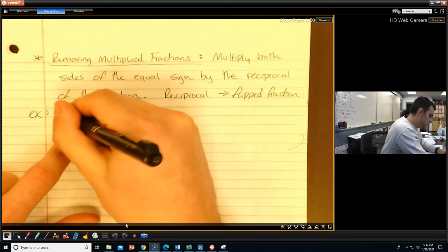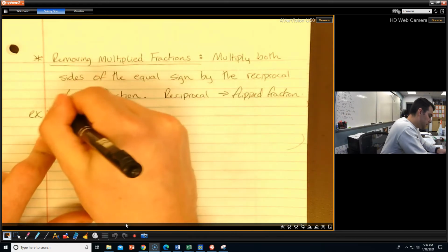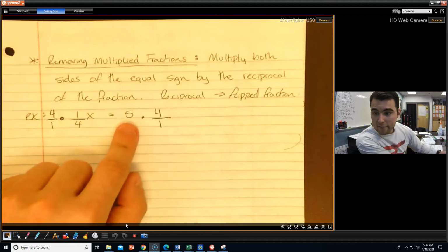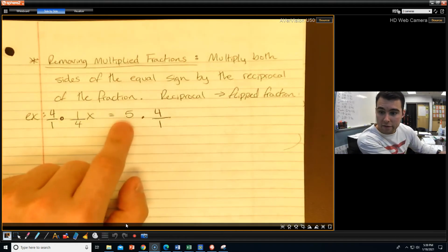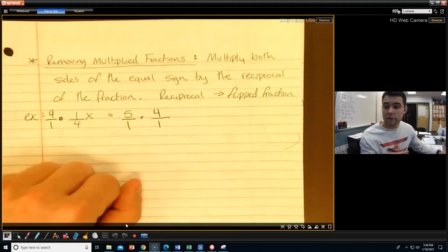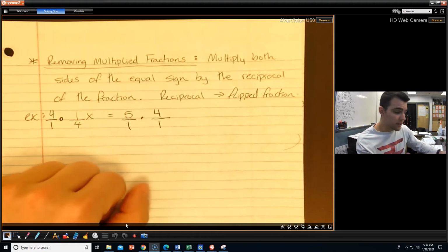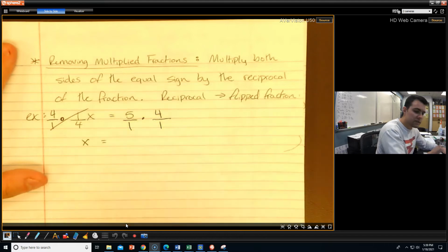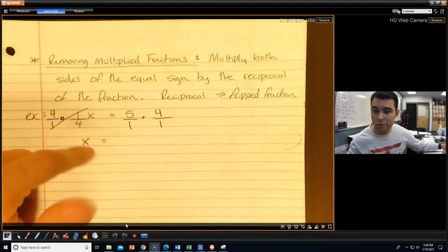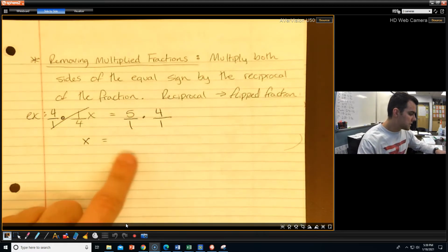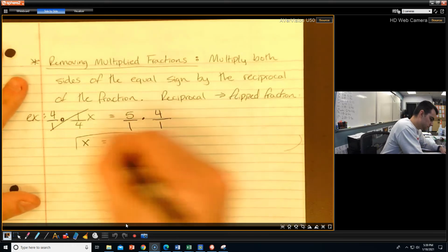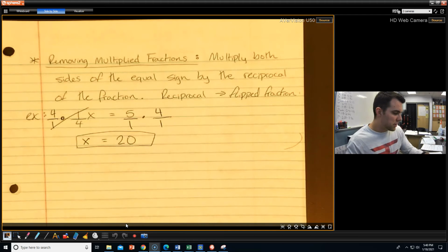I flip it, and it's telling me I have to multiply both sides by that reciprocal. If I have a whole number or anything that's not in a fraction, I can turn it into a fraction just by putting it over 1. And so this is going to cancel over here. They're opposites, because you'll get 4 over 4, which reduces to 1. And so you get x is equal to 20 over 1, which is just 20. There we go. Anytime you want to get rid of a fraction like that.